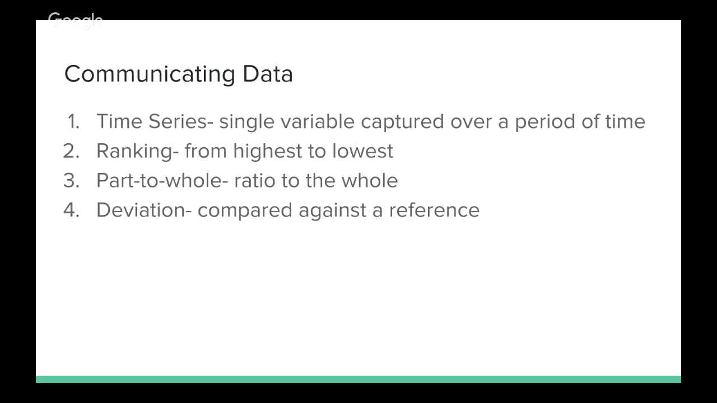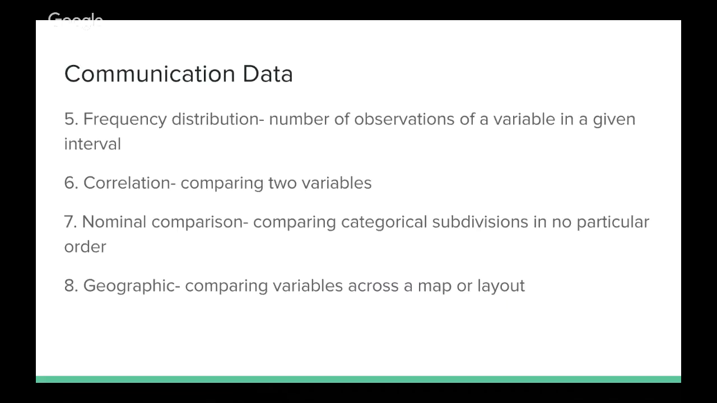So there are eight different ways to communicate data. The first is the time series, which is a single variable captured over a period of time. Second is ranking from highest to lowest, whoever's the oldest or the youngest, if we're looking at age. Part to whole is comparing a ratio to the whole, like a pie chart of seeing what percentage of X is located in the bigger X. Deviation compares the variable against a reference. Fifth, we have frequency distribution, which is the number of observations of a variable in a given interval.